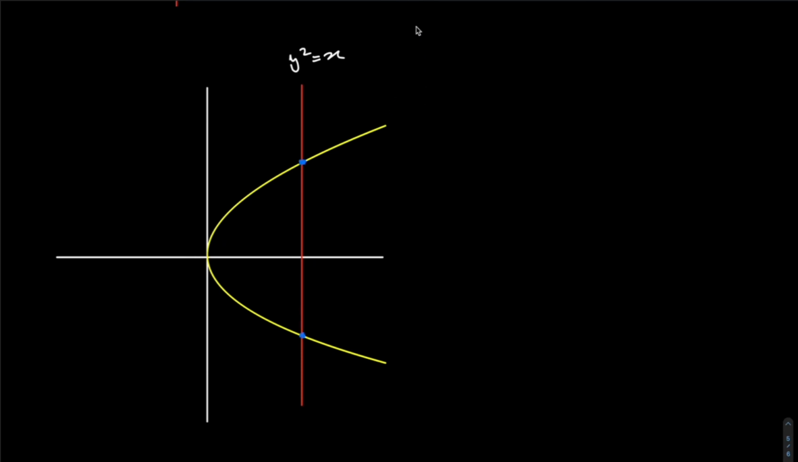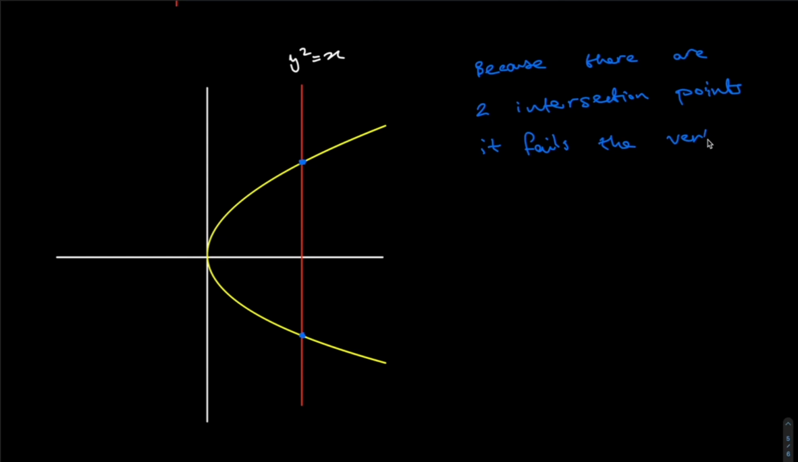Because there are two intersection points, it fails the vertical line test.